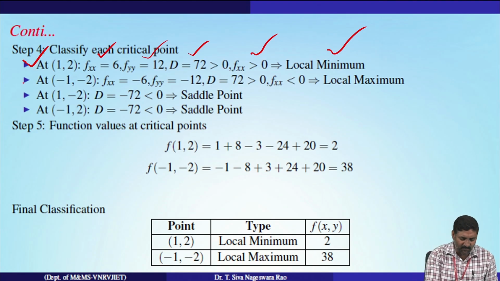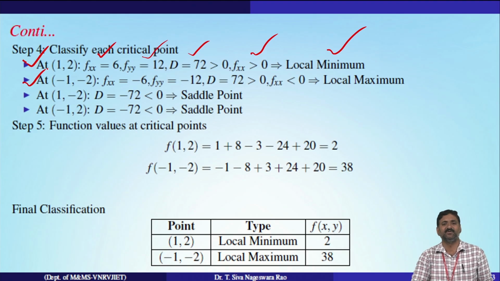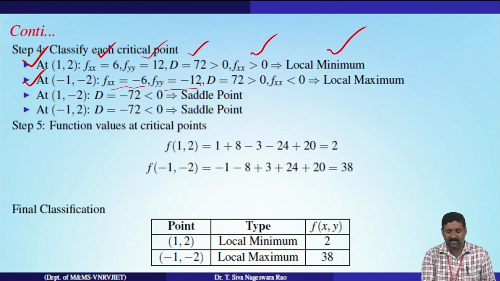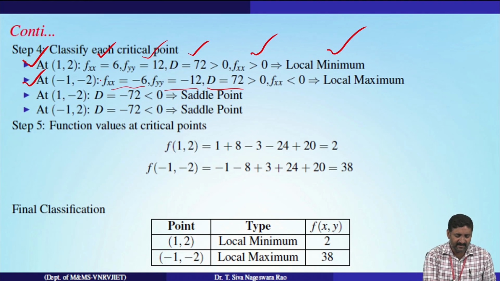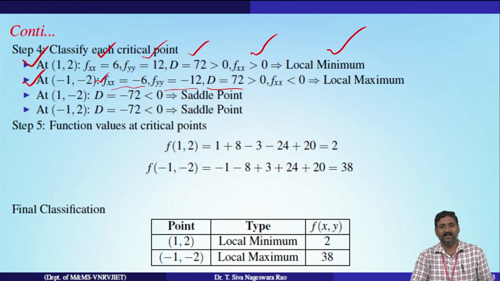Now coming to the second point, minus 1 comma minus 2, the value of fxx is minus 6, fyy is 12 and D value is 72. Clearly it is greater than 0. Now what is fxx here? fxx is minus 6. Clearly it is less than 0. Hence the function will have maximum value at the point minus 1 comma minus 2.